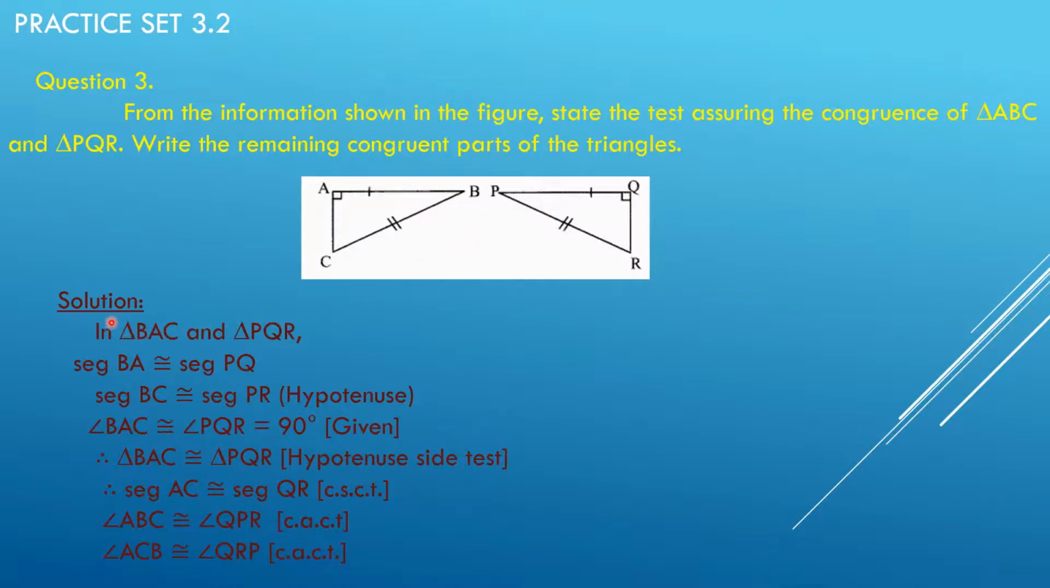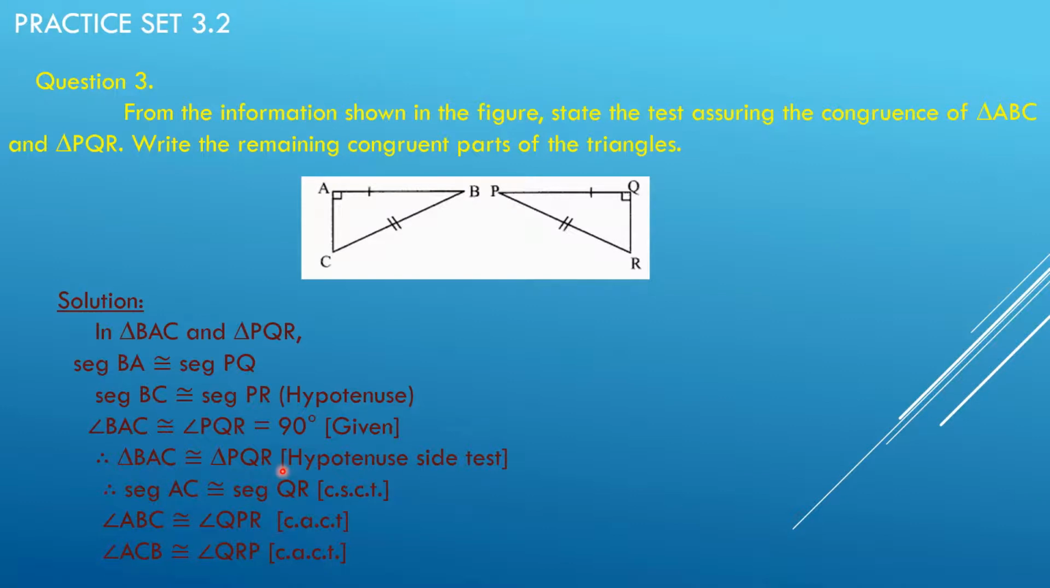Solution: in triangle BAC and triangle PQR, segment BA congruent to segment PQ, and segment BC congruent to segment PR, and angle BAC congruent to angle PQR. These are 90-degree angles and that is already given. Therefore, by which condition are these triangles congruent? By the hypotenuse side test, triangle BAC is congruent to triangle PQR.